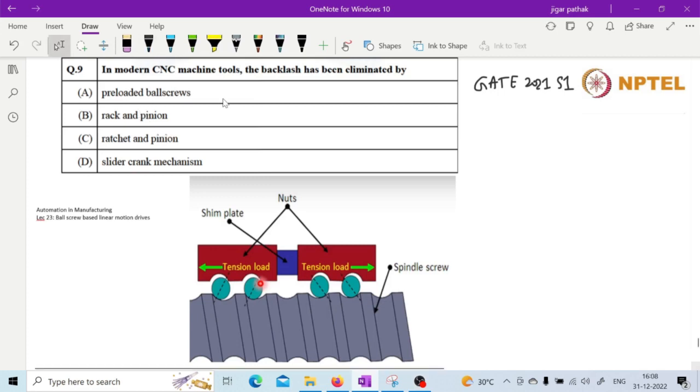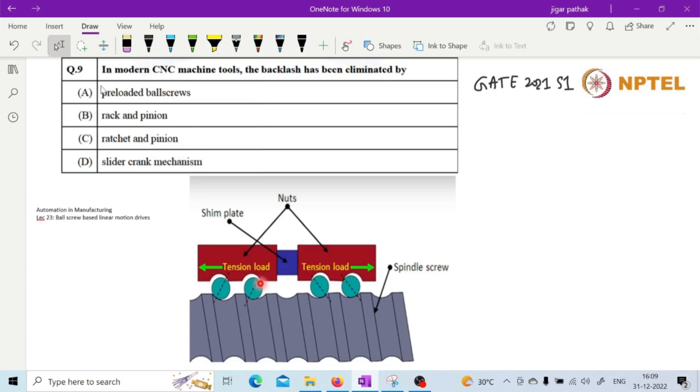So this question is from manufacturing. It was asked from GATE 2021 session 1. The question says, in modern CNC machine tools, the backlash has been eliminated by preloaded ball screws or rack and pinion or ratchet pinion or slider crank mechanism.